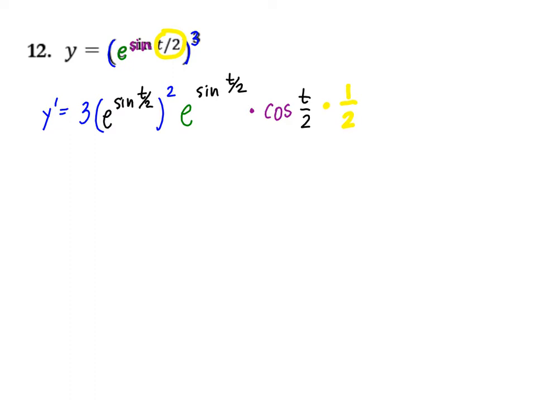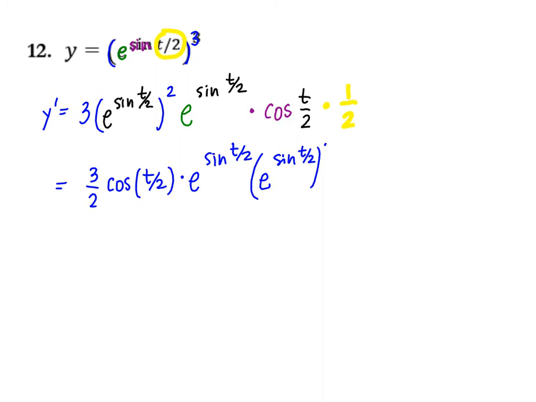Remarkable, but we did the derivative, right? We took the derivative of every color on its own accord, and we did not mess with the inside of any function. So let's clean this up a little bit. 3 over 2, those are just constants, times the cosine of t over 2 times e to the sine of t over 2 times e to the sine of t over 2 all squared.